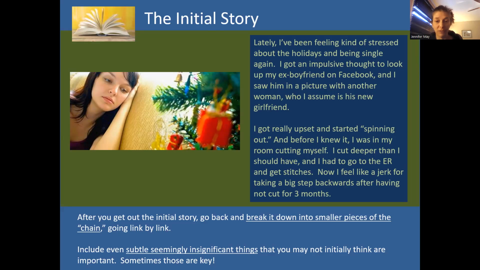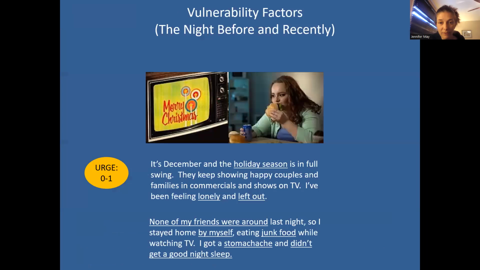Now I feel like a jerk for taking a big step backwards after having not cut for 3 months. Okay. And if this is a story you get in therapy, initially as a therapist, you might feel like this is pretty complete and you might just start working from there. But as you'll see as we go through it, there's really more to it, and getting the extra details can be very useful. All right, so here we go.